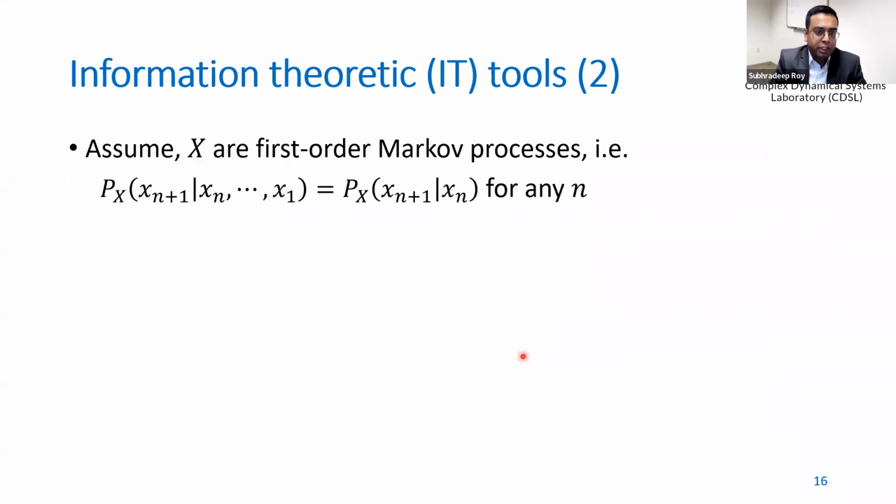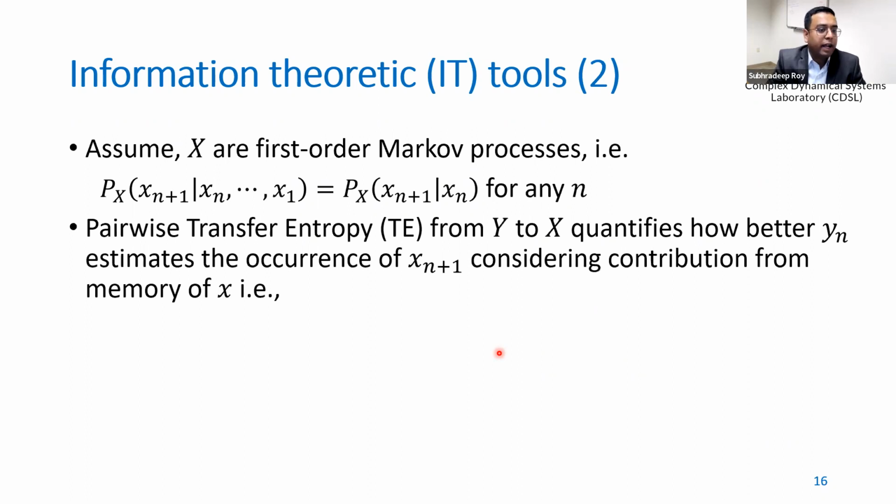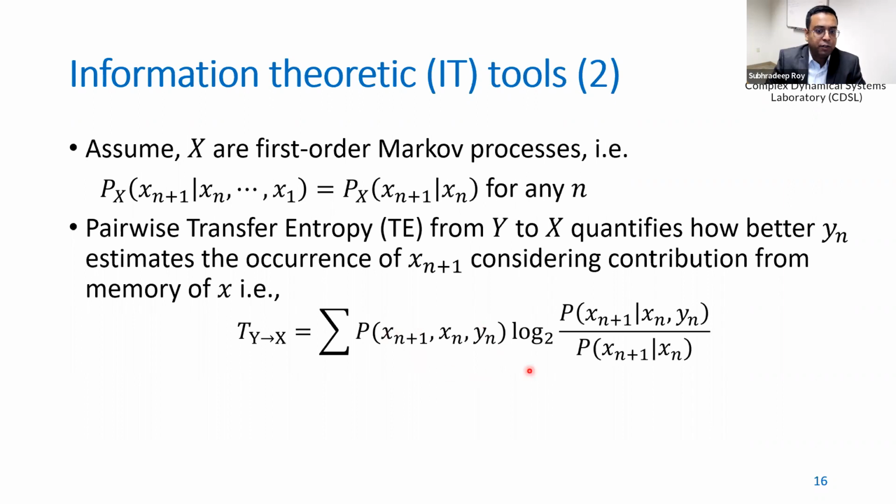We assume our time series processes to be first order Markov processes, meaning the next state only depends on its current state. Now we are ready to define what is called the pairwise transfer entropy. Pairwise transfer entropy extends the concept of Shannon entropy and quantifies the information flow between two time series variables. So let's say we have two time series variables y and x, and we are interested in finding how much y influences x. So this is how the transfer entropy is defined.